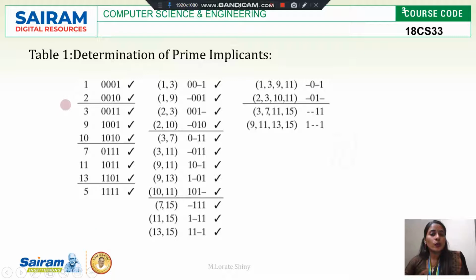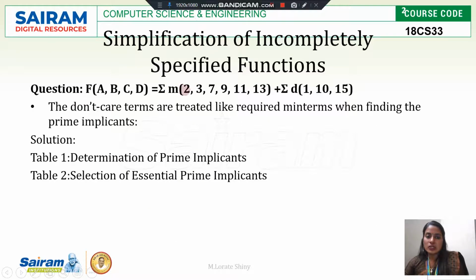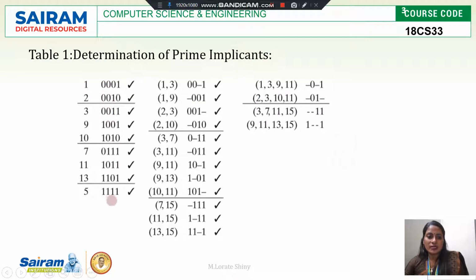Okay. So you have to follow an order. First you have to write the number of ones. If 0 is given, you have to write the 0 minterm first. 0 is not there in the question, so you have to check where there is a single one, so that you have to write first. So 1 and 2 we have only one 1, so that is written here.